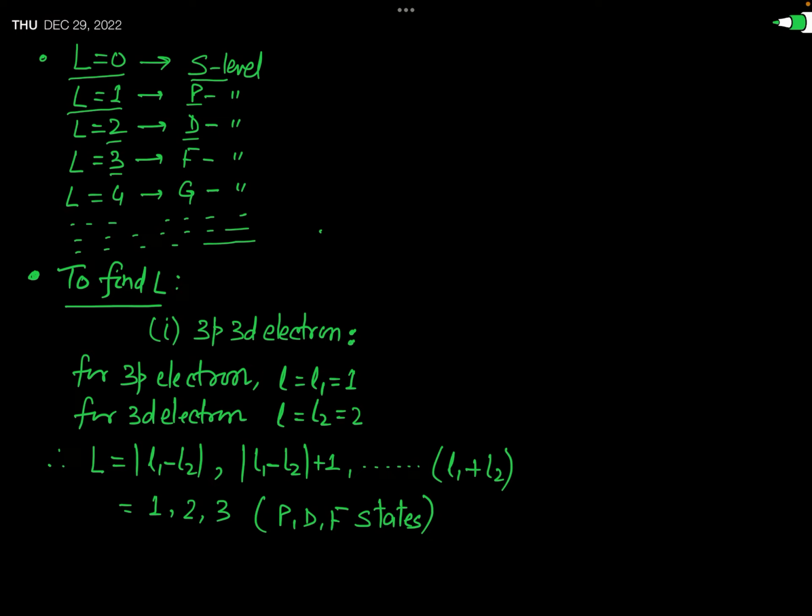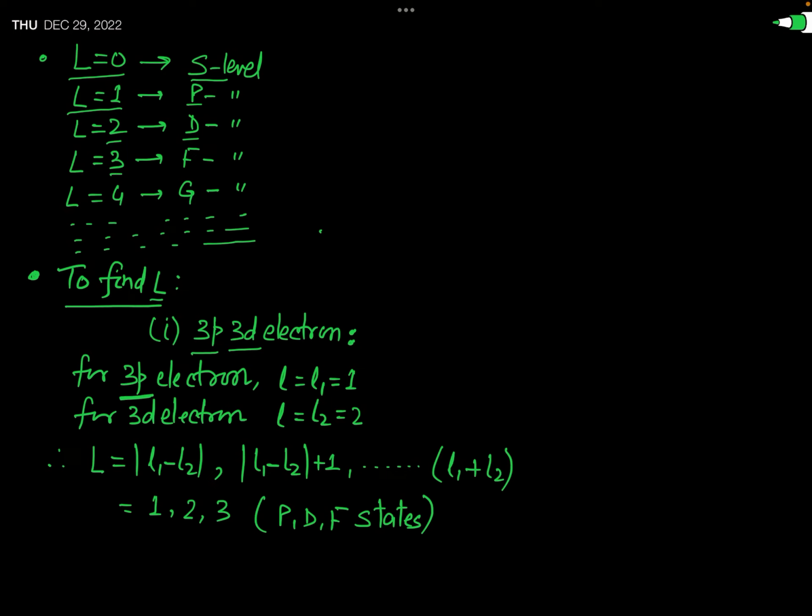Now, to clarify this concept, how we will find the total orbital angular momentum quantum number capital L, let us take some specific example. We are going to see how we can calculate this capital L. In the first example, I have taken 2 electrons. One electron is a 3p electron and another is a 3d electron. As you can see, if you are considering an optical electron which is in the p subshell of the third shell, that is a 3p electron.